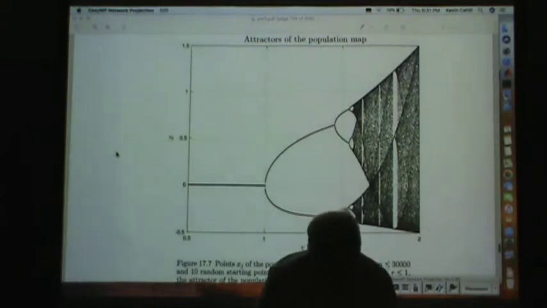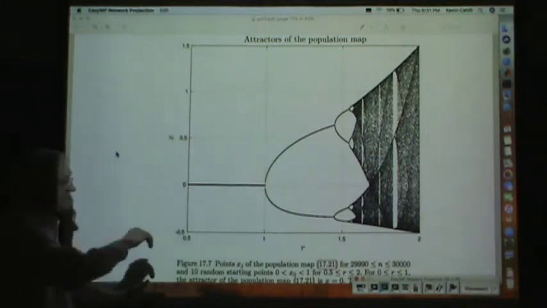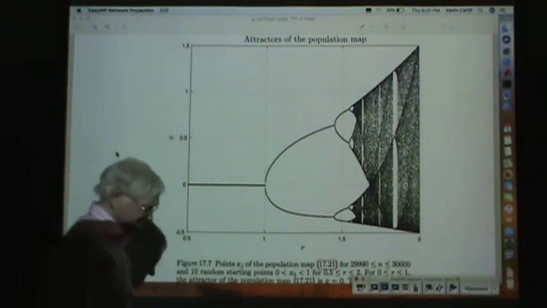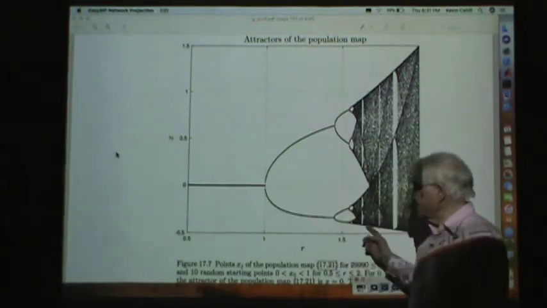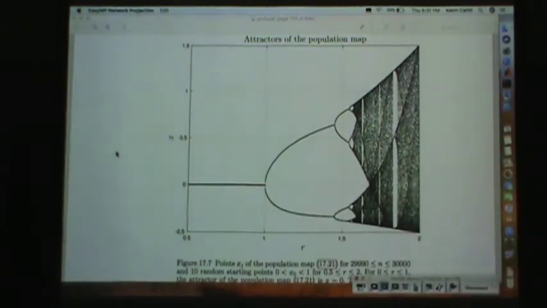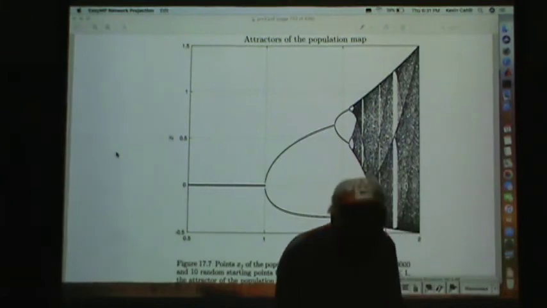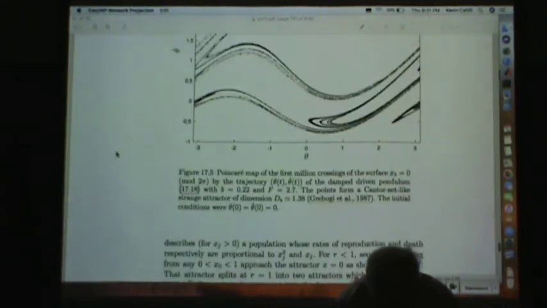So this is the population map. This isn't the logistic map. This is the population map. And I guess it's animals with plenty of food. I don't quite know why they would follow this trajectory, but you can see that after somewhere in here, it becomes obviously chaotic. Okay, let's see where the text ended.